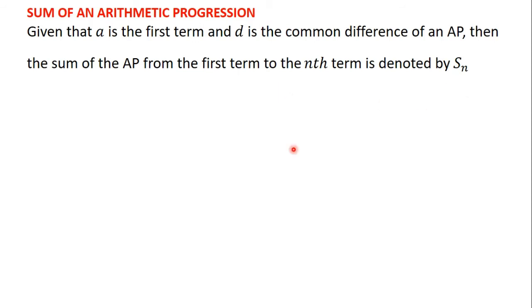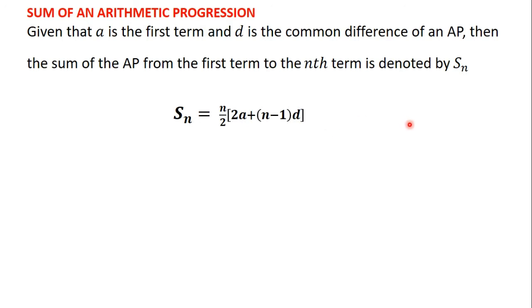And Sn is given by the formula n divided by 2 into bracket 2a plus, you open another bracket, n minus 1 times d, then you close the bracket. So in an AP, if a is the first term and d is the common difference, the sum of the terms from the first term to the nth term is denoted by Sn, and Sn is given by the formula n divided by 2 into brackets 2a plus n minus 1 times d. Once again, remember that a is the first term and d is the common difference.